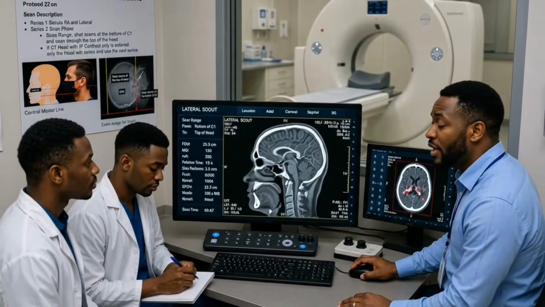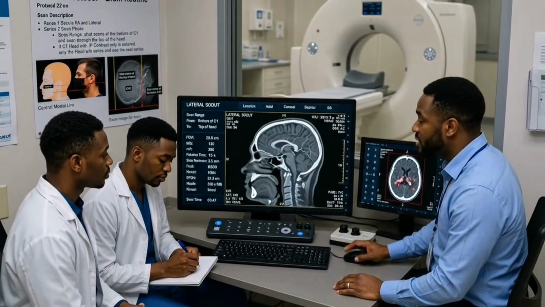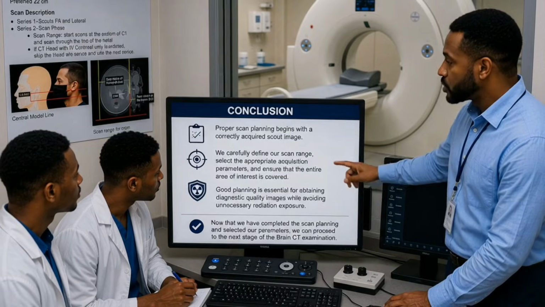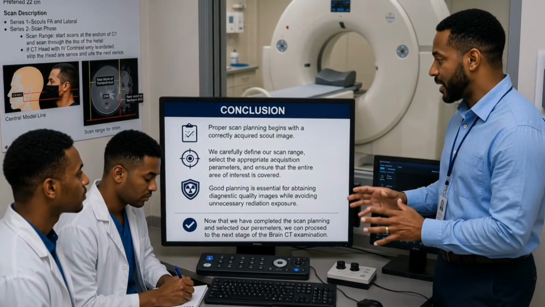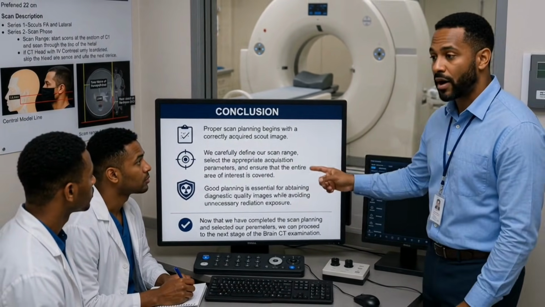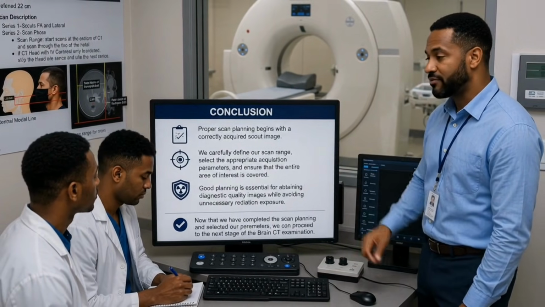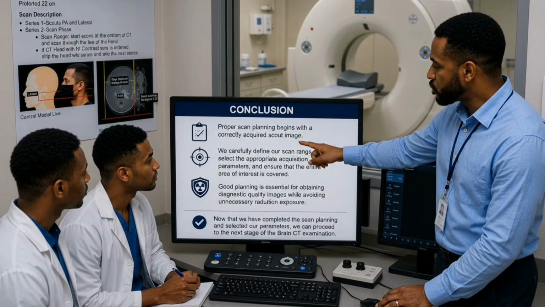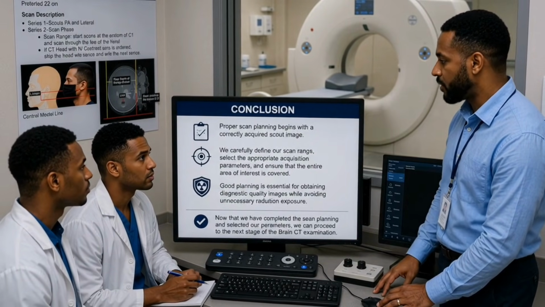If CT head with IV contrast only is ordered, skip the head without contrast series and use the next series on. So in summary, proper scan planning begins with a correctly acquired SCOUT image. We carefully define our scan range, select the appropriate parameters, and ensure that the entire area of interest is covered.